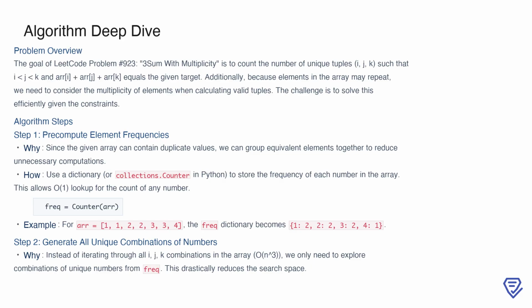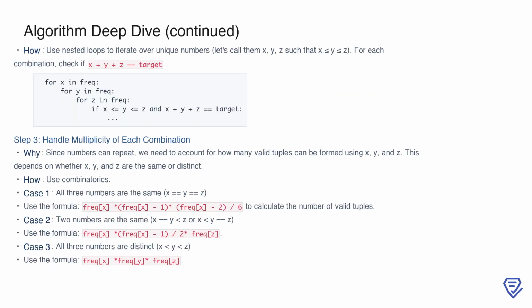This drastically reduces the search space, as we only examine unique values rather than every index in the input array. To efficiently generate combinations, we use nested loops to iterate over all unique numbers from the frequency dictionary. Let's call the numbers x, y, and z, where x <= y <= z. For each combination, we check if their sum equals the target. The key here is to focus only on combinations of unique numbers, as this avoids the inefficiency of iterating through all triplets in the original array.